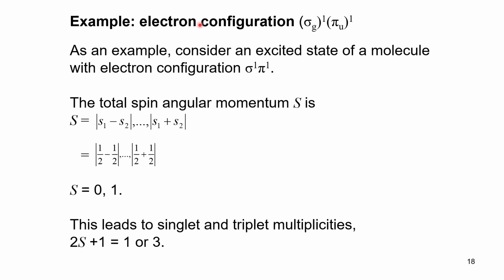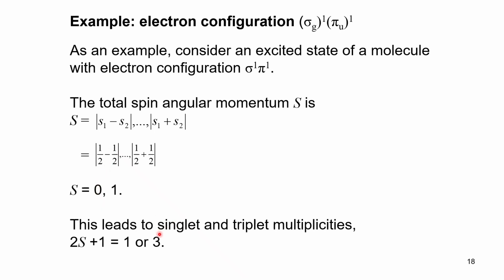Consider an excited state with the configuration of 1 electron in the sigma g orbital and 1 electron in the pi u orbital. Here, there are 2 electrons involved. So the total spin quantum number can be either 0 or 1. In this case, electron 1 has a spin quantum number of 1/2, and electron 2 also has 1/2. So the maximum value is 1/2 plus 1/2, which gives 1. The minimum value is 1/2 minus 1/2, so you will get 0.